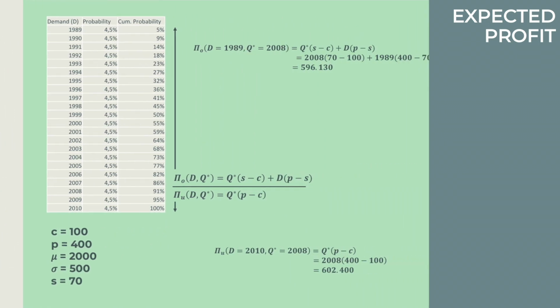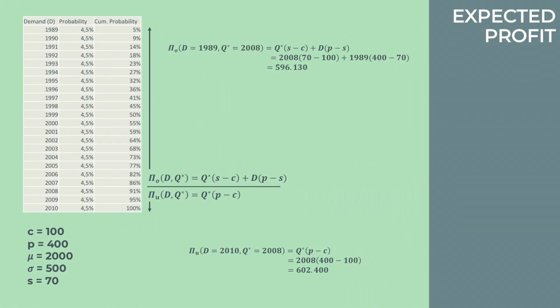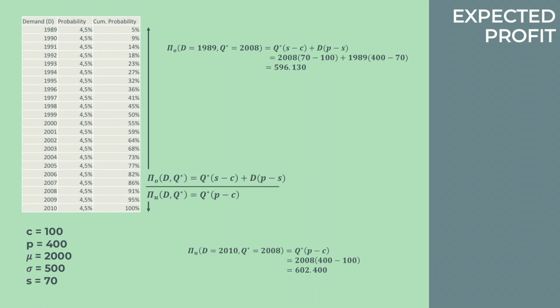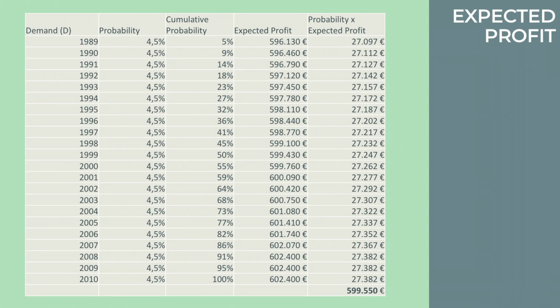From here we apply the formula for overstocking for any demand below 2008 units. For example, the expected profit for a demand of 1,989 units is $596,130. For any demand above 2008 units, we use the underage formula and find $602,400 of expected profit. Finally, each expected profit is multiplied by its discrete probability and the sum taken. The final expected profit for an order quantity of 2008 units is found to be $599,550.